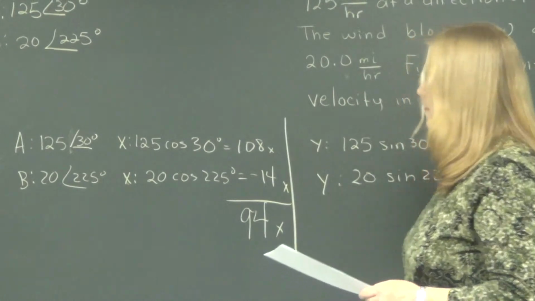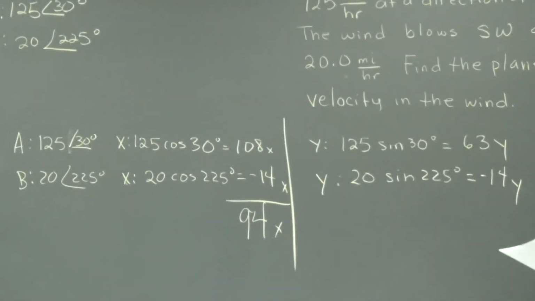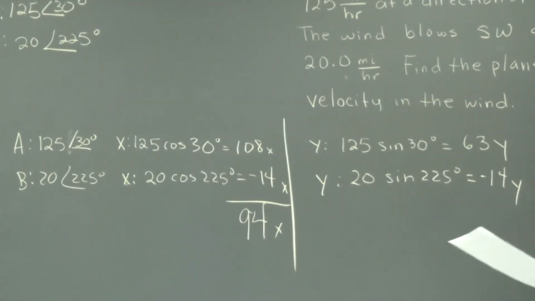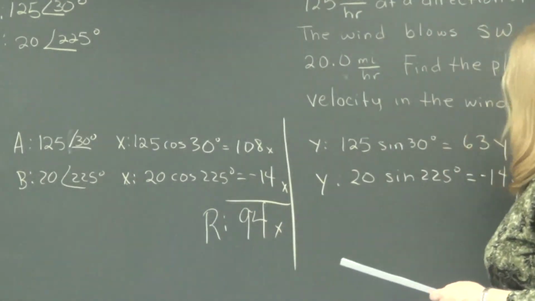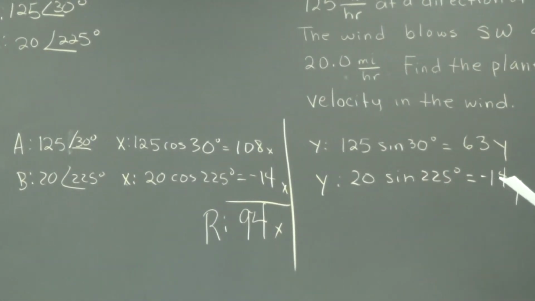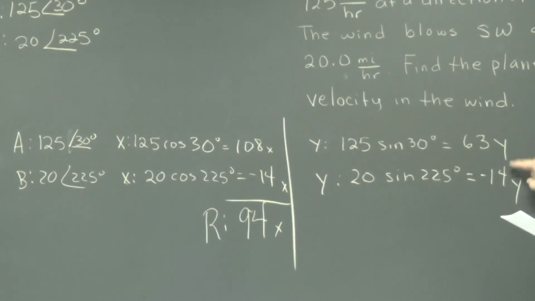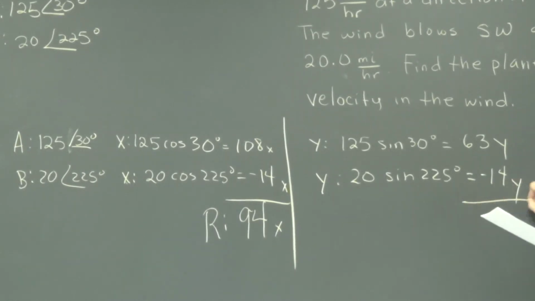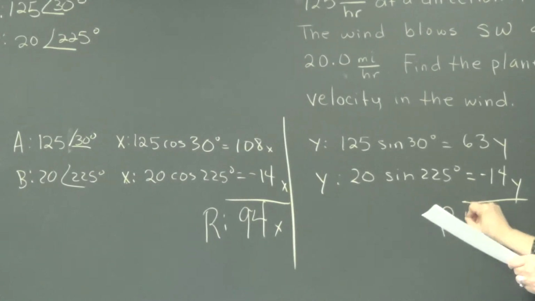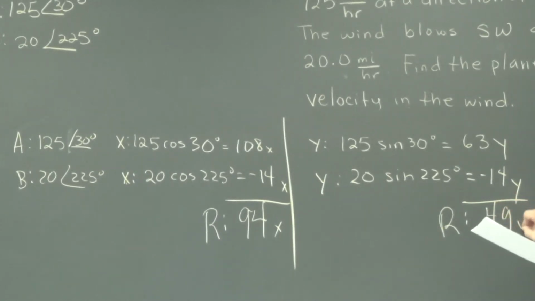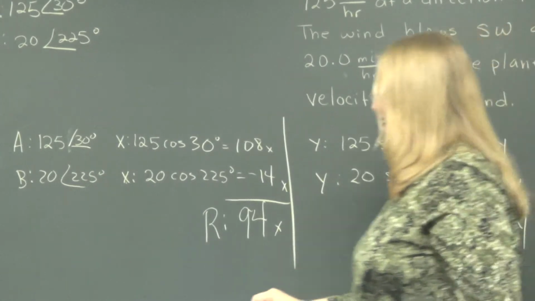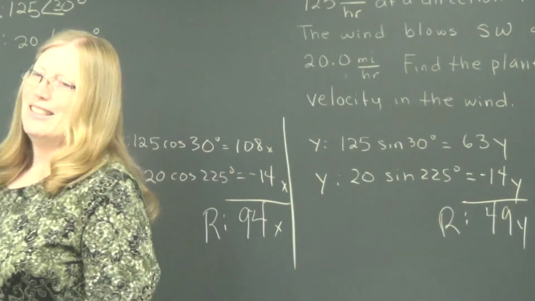So that's my final, that's the resultant X component. And I'll put an R there just so you remember that it is. And Alex, I need 63 minus 14. 63 minus 14 is 49. All right. Are we done? Nope. We're never done.